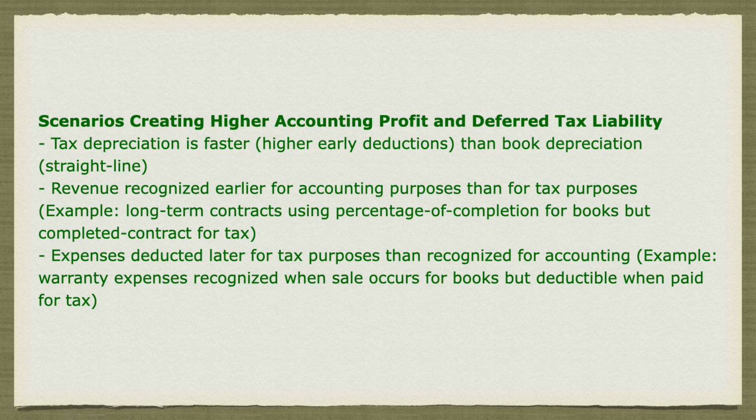Scenarios creating higher accounting profit and a deferred tax liability: Tax depreciation is faster, with higher early deductions than book straight-line depreciation. Revenue is recognized earlier for accounting purposes than for tax purposes. Example: long-term contracts using percentage of completion for books but completed contract for tax. Expenses are deducted later for tax purposes than recognized for accounting. Example: warranty expenses recognized when the sale occurs for books but deductible when paid for tax.